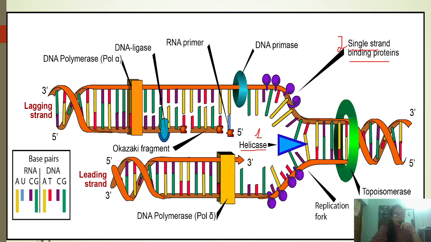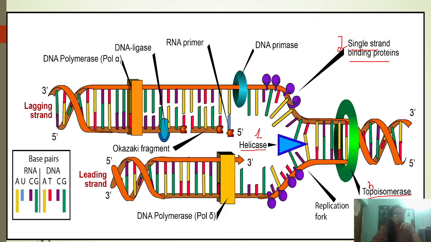Next, moving on, as the replication fork keeps on moving down, there will be positive supercoiling. As a result, it will create tension on the DNA strand. To release that tension, or to make the replication process go smoothly, another enzyme is involved, known as the topoisomerase enzyme, which is the third enzyme to be involved. They will release the supercoiling so that the replication fork can move easily.